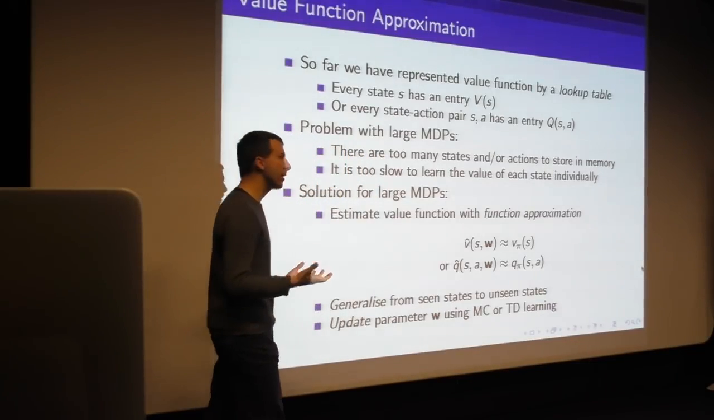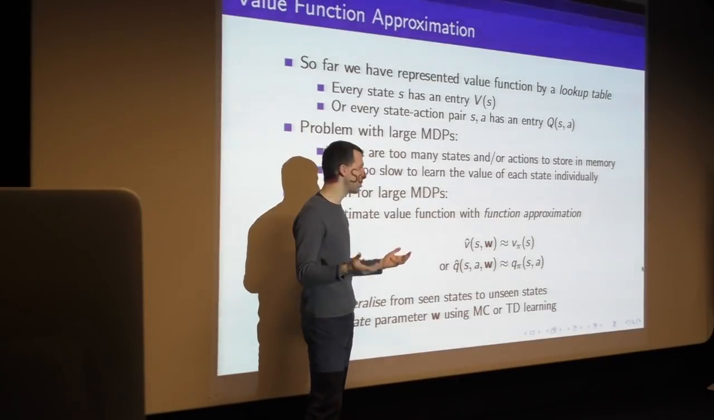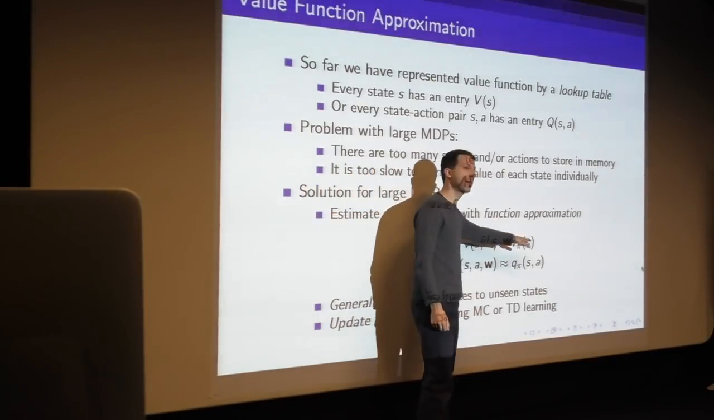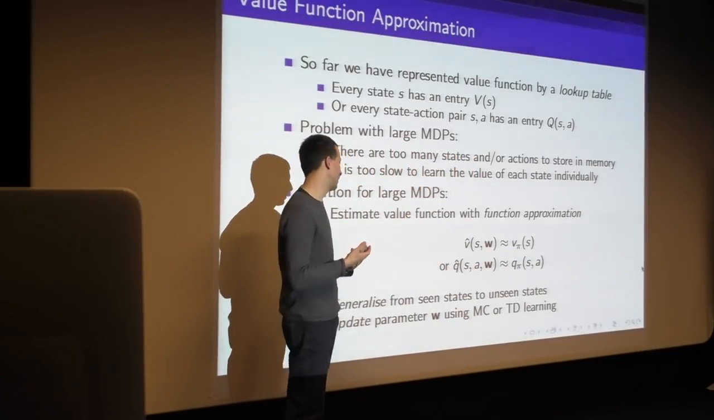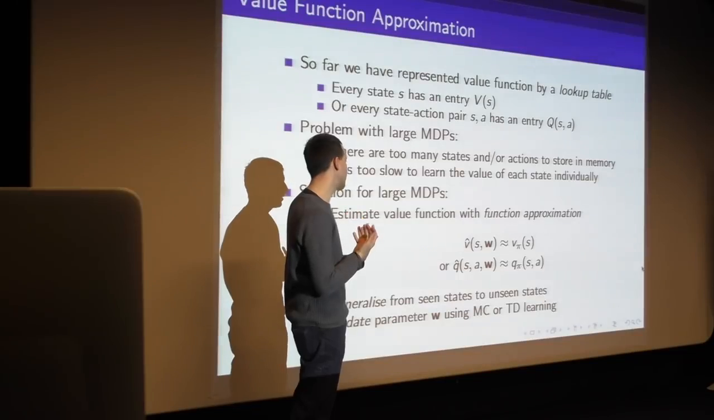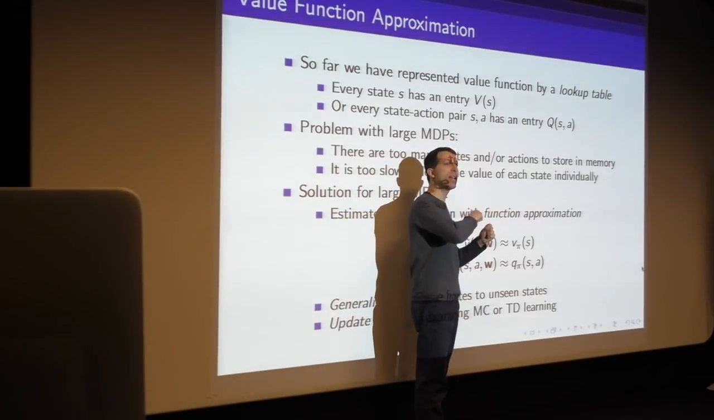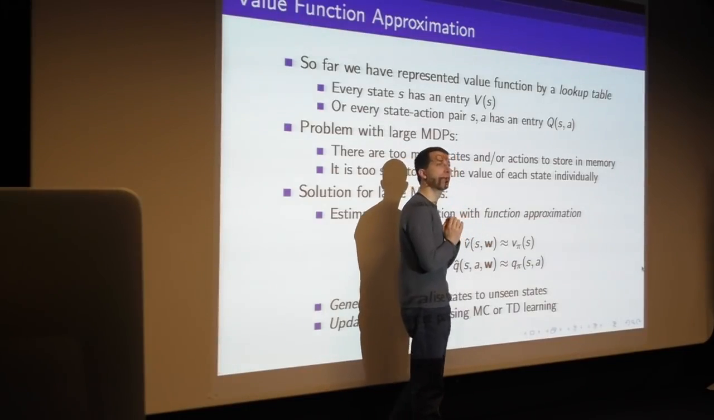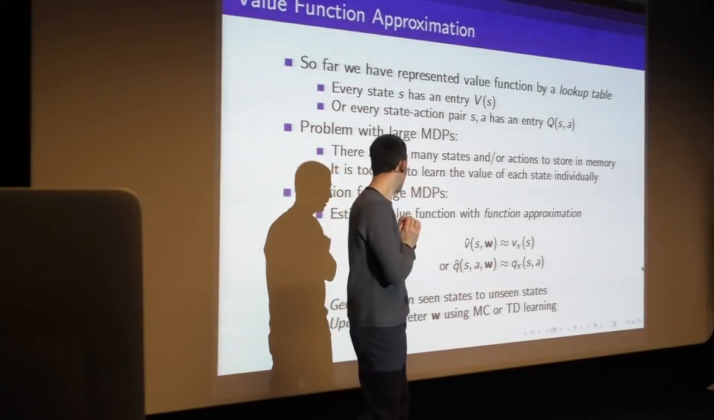And what this is going to enable us to do is not just reduce the memory. So we can reduce the memory if there's a smaller number of weights than we had states. But it's not just going to reduce the memory, it's also going to allow us to generalize. And the reason it allows us to generalize is because we can fit our function to states that we've seen, and we can generalize to states that we haven't seen by querying our function approximator at points that we've never actually seen so far.